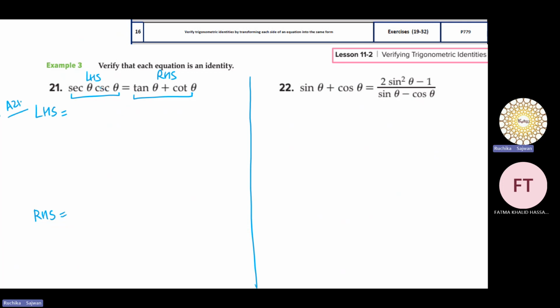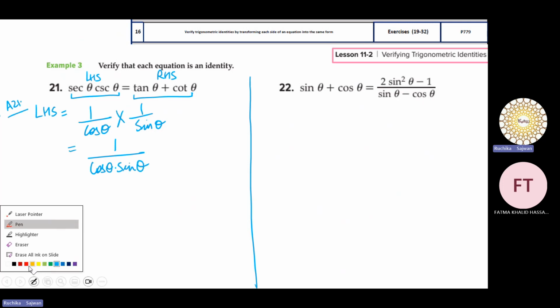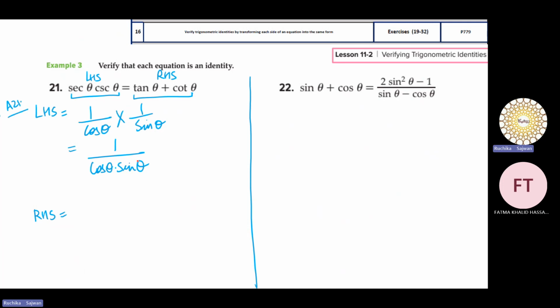So how can I write secant as reciprocal? It is the reciprocal of cos. How can I write cosecant as reciprocal? It is the reciprocal of sine. Okay, so I have the simplification as 1 over cos theta multiplied by sine theta. Now I cannot simplify further because there is nothing else I can do here. So let me now take the right side.